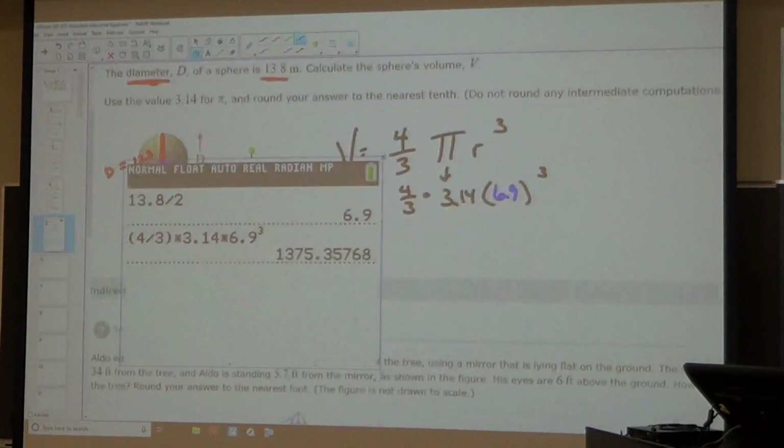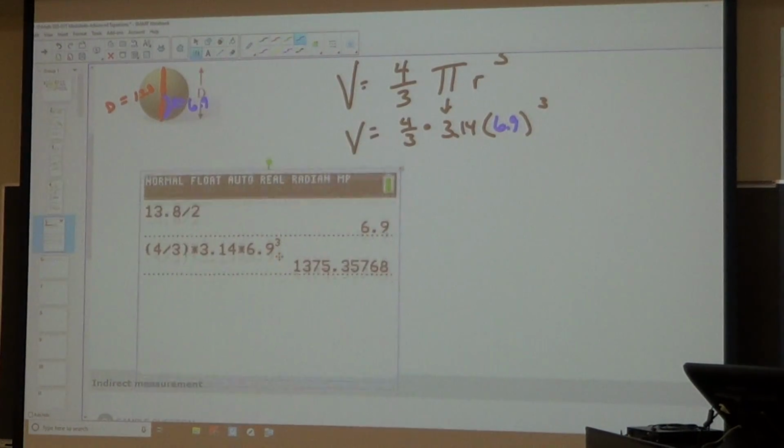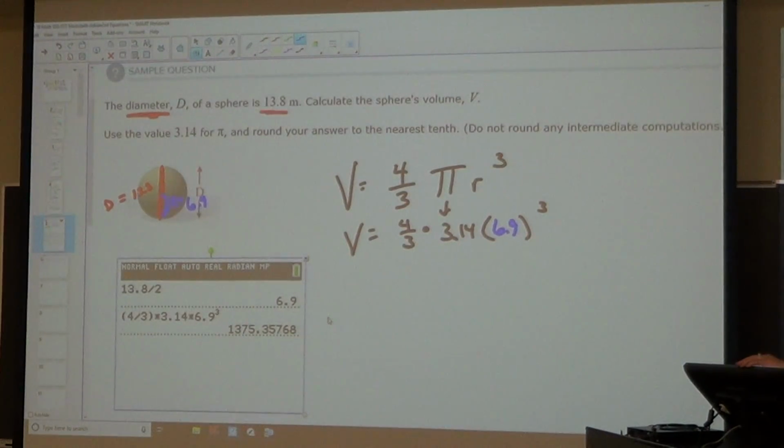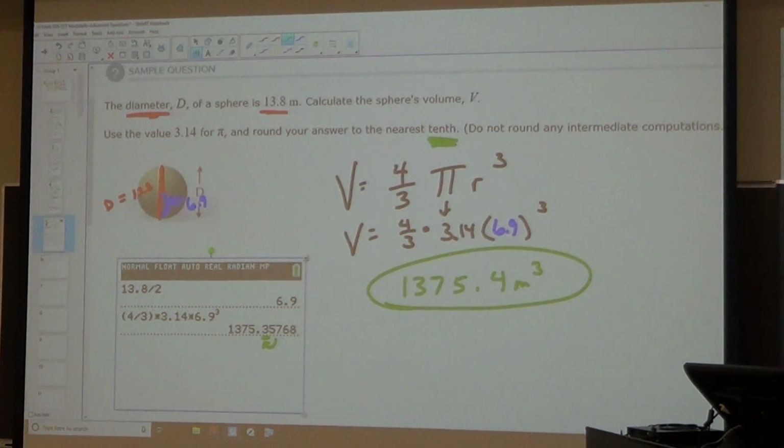Now, it wants you to round it to the tenth. Round to the tenth. So the 5 tells the 3 to go to 4. 1375.4. Volume has what kind of units? Cubed, to the third power. There's your units. There's your answer.